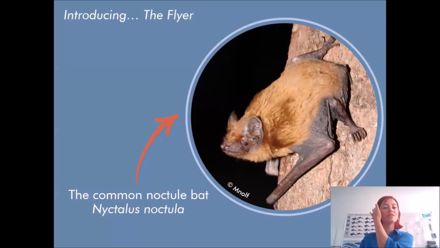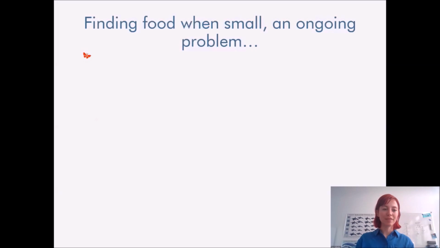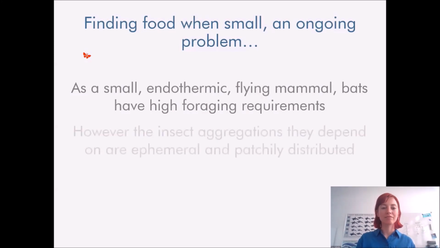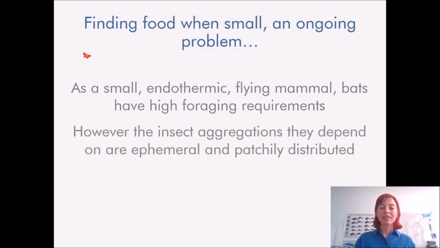All right, so moving into the next study. We'll move from the ocean to the sky. Now we're going to talk about the common noctule bat. Common noctule bats are small, endothermic flying mammals. They once again have very high foraging requirements. However, the food that they depend on, these insect aggregations, are very ephemeral and patchily distributed in their environment.